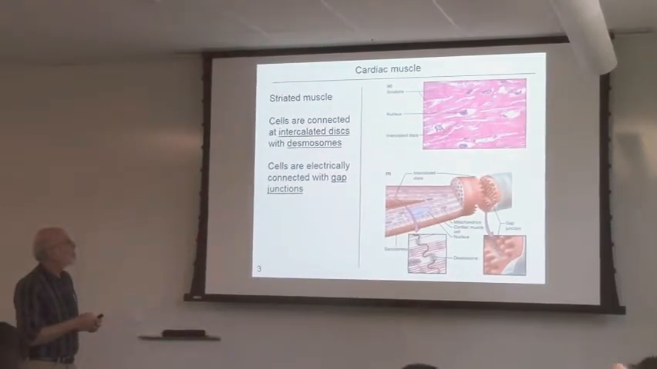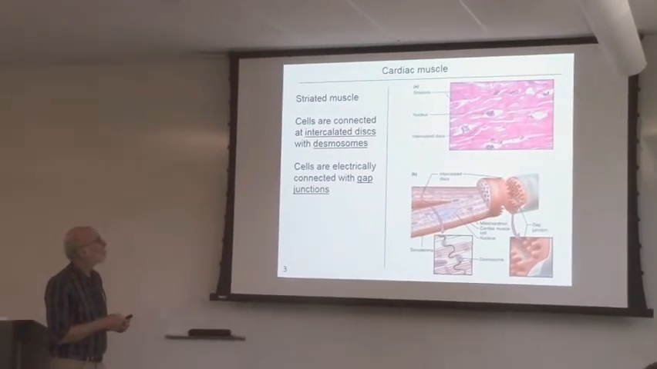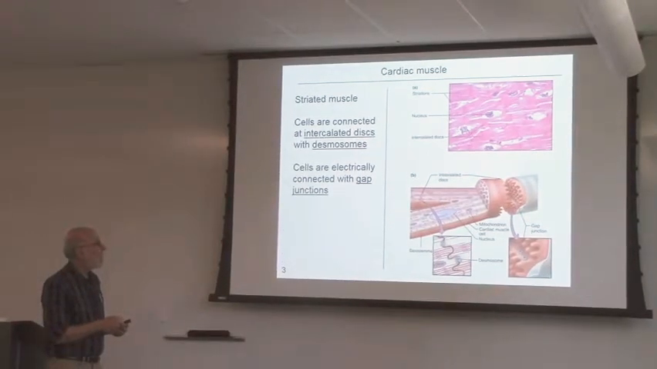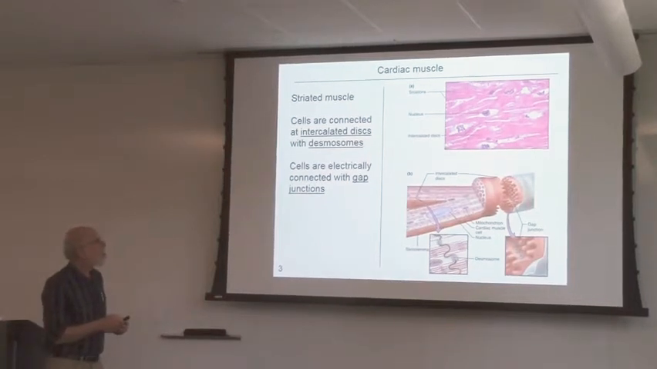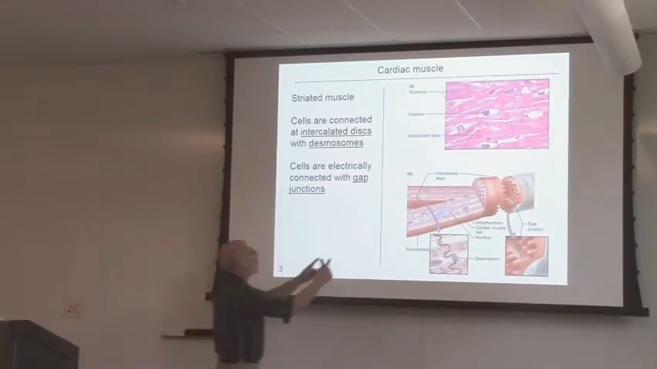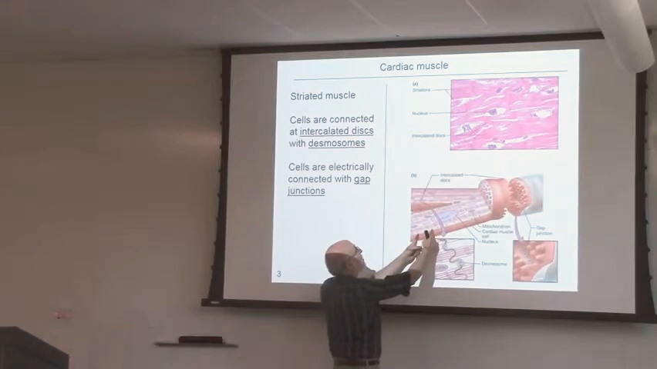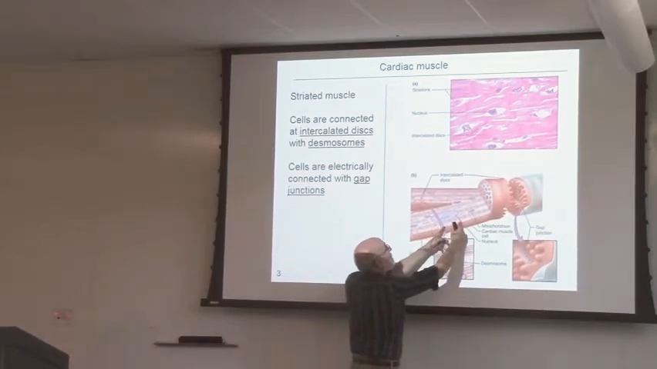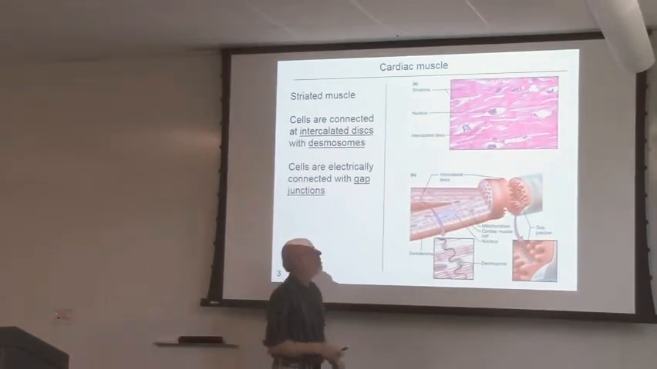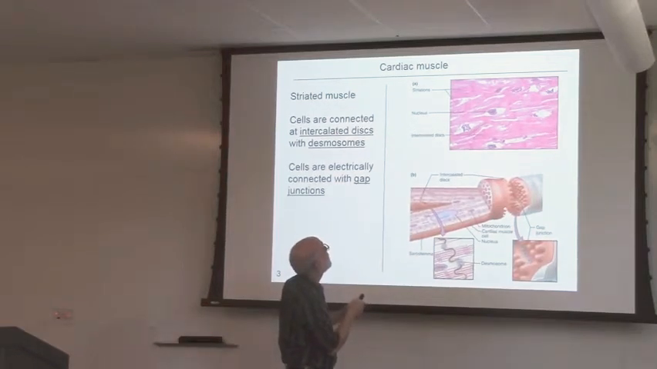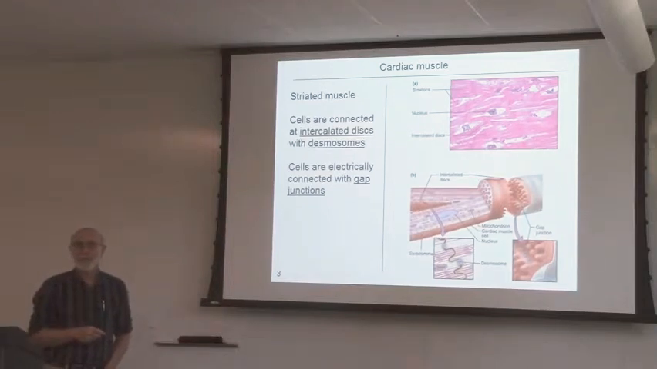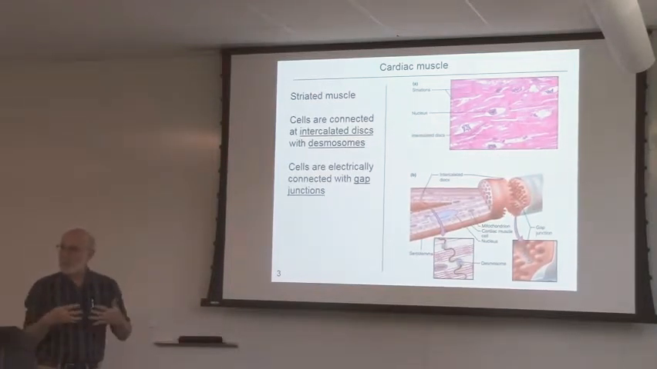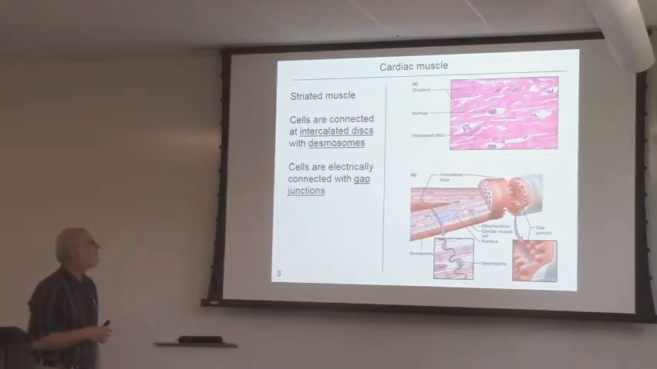They each have a nucleus. They each have a plasma membrane. They have sarcomeres. So here's one sarcomere. Here's another sarcomere. Here's another sarcomere. We can see them also in the micrograph, but I can't reach that high. So they have the contractile mechanism for getting shorter, just like in skeletal muscle.